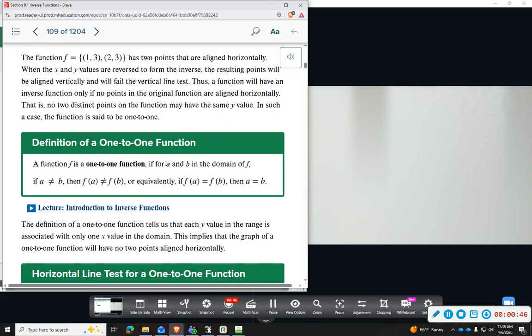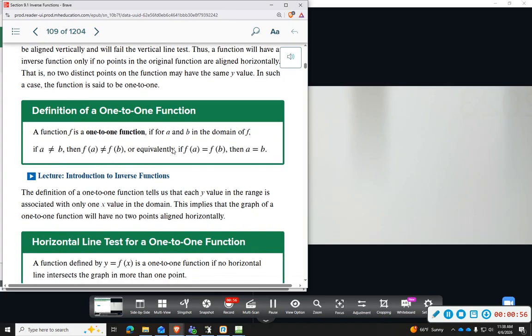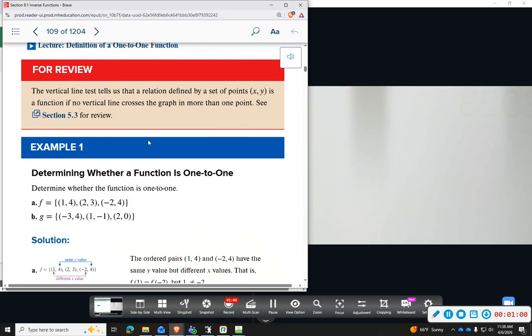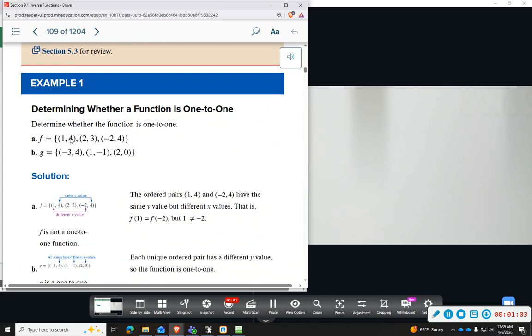It gives you the mathematical definition. It says if a and b are not equal, then the y values are not equal. So if they are equal, then they're the same. Each x value is going to be paired with one y value. You can verify this with graphs. If either an x value or a y value repeats, it is not one-to-one.